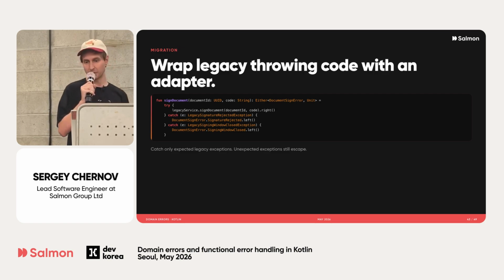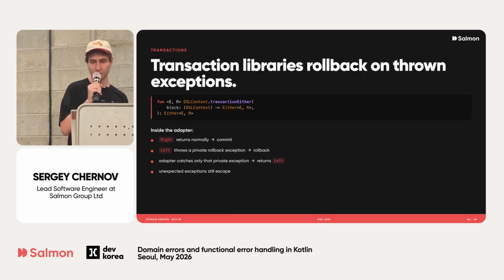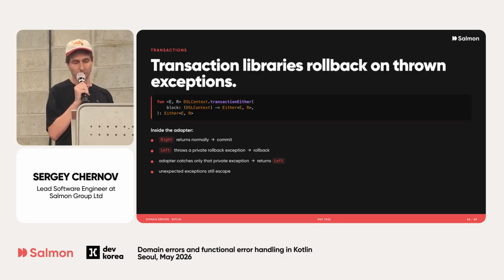And if you work with a database in your Java project, you also need some adapter code. You need a helper method which will roll back the transaction on a Left returned value. To roll back, you just throw your custom exception, and after the transaction is rolled back, you catch it and return the Either Left again. So from the code perspective, it will look like you work with transactions with the Either directly, but inside the helper method implementation, you do some magic with rolling back the transaction on the Left side.